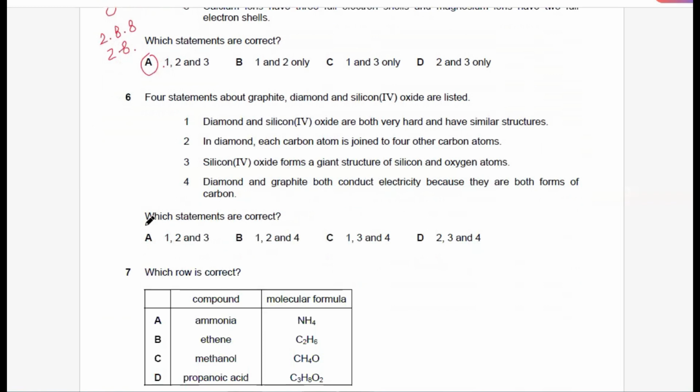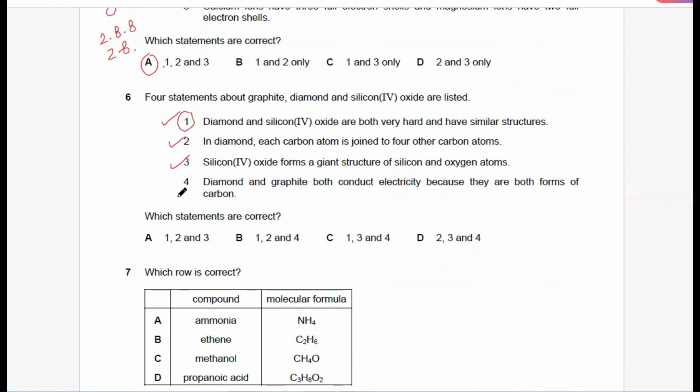Diamond and silicon oxide are both very hard and have similar structures. They both are macromolecules, covalent molecules. So this one is right. In diamond, each carbon atom is joined to 4 other carbon atoms, because in graphite, 1 carbon atom is joined with 3 others. Silicon oxide forms the giant structure of silicon and oxygen atoms. Silicon oxide is a giant macromolecular structure.